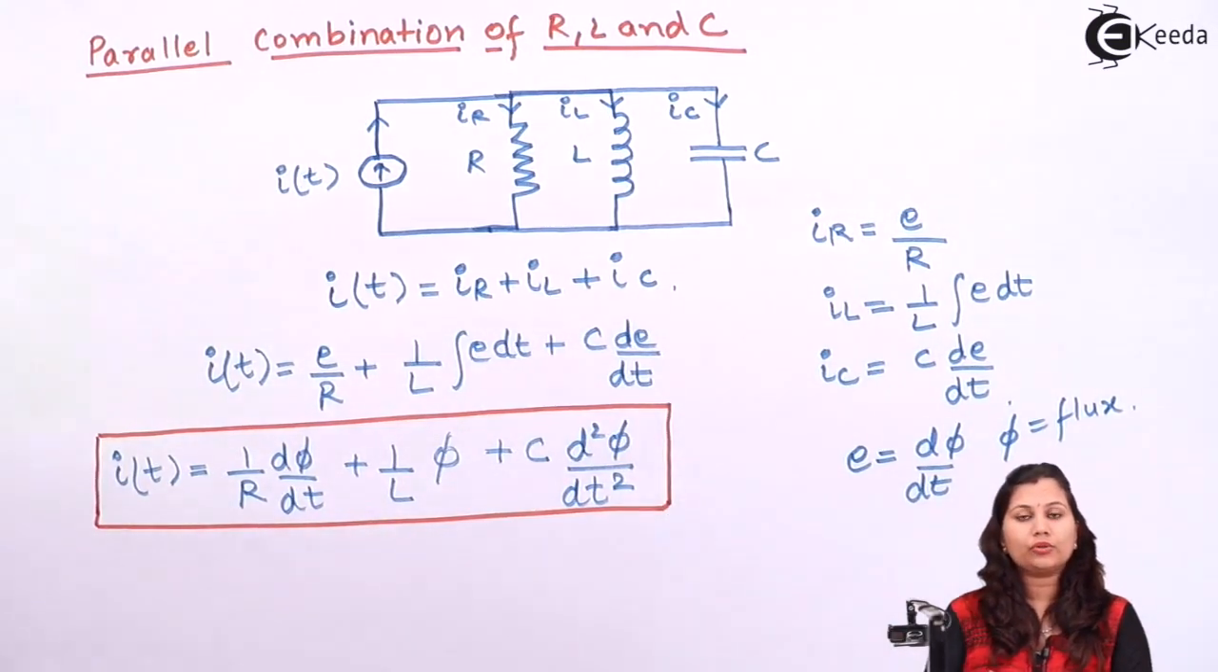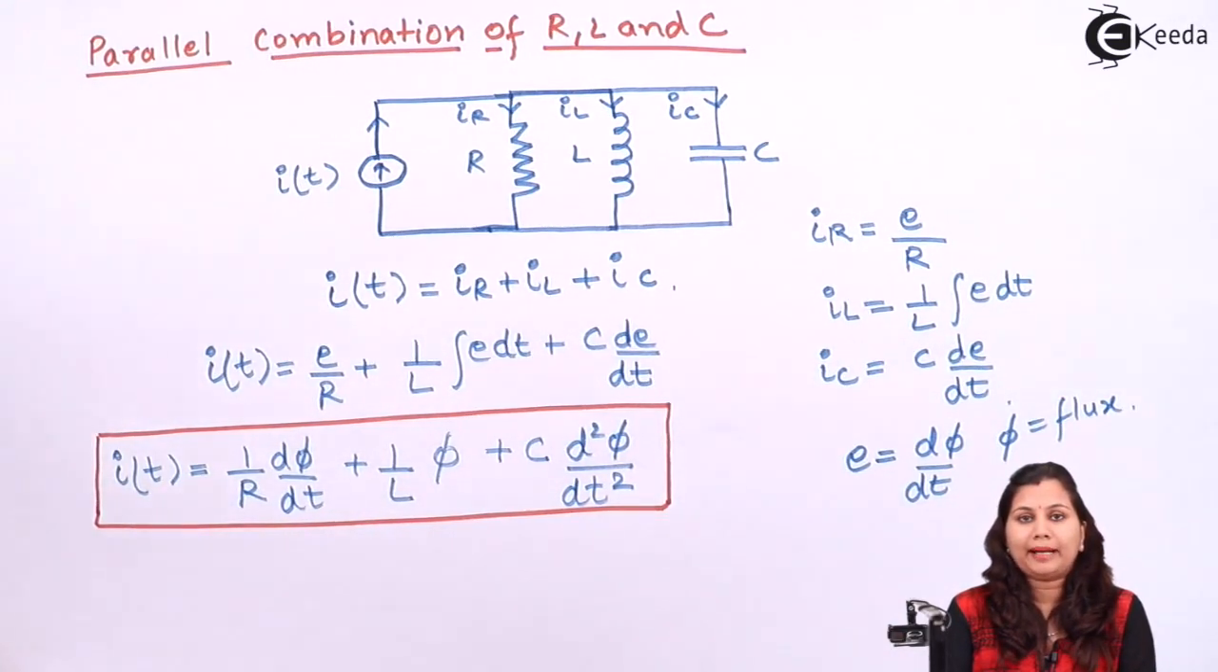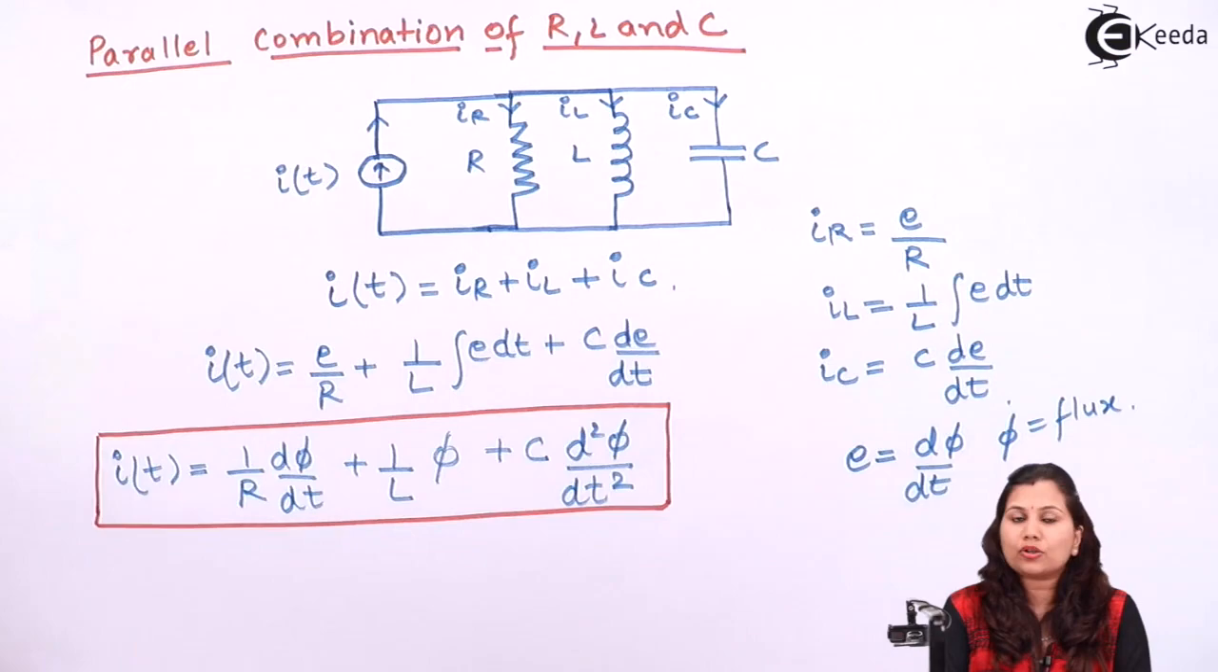So in this video, we have studied the mathematical modeling of two electrical systems. First electrical system is having the series combination of RLC, and second electrical system is having the parallel combination of R, L and C. I hope you have clearly understood this topic.